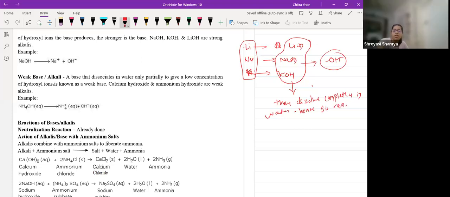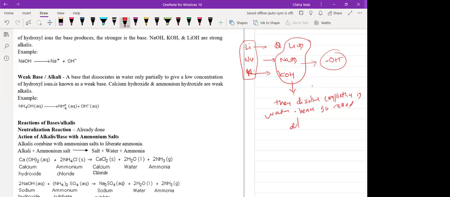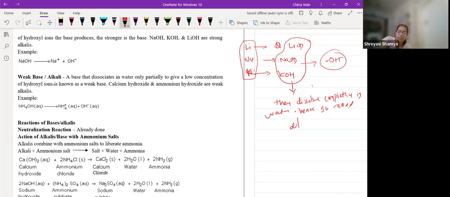Sir, if they don't dissolve completely in water, are they not called alkalis? Then we have calcium and magnesium. They are alkaline earth metals. They are also basic in nature, but their basicity is less as compared to the first group elements.